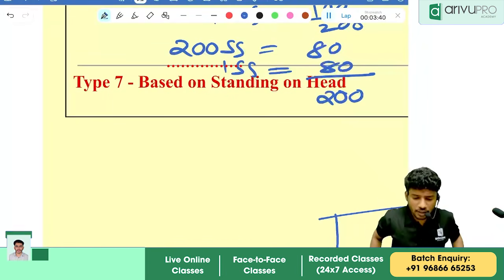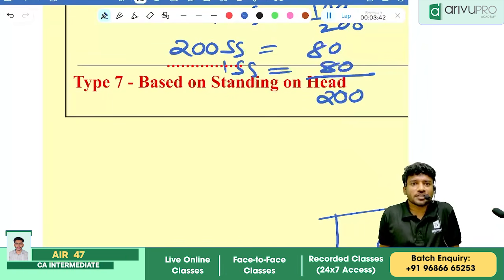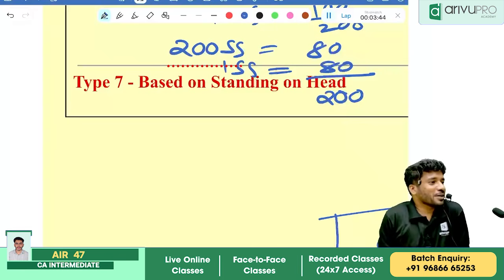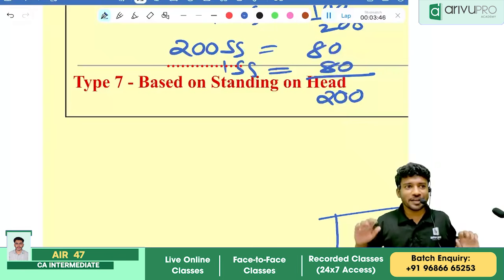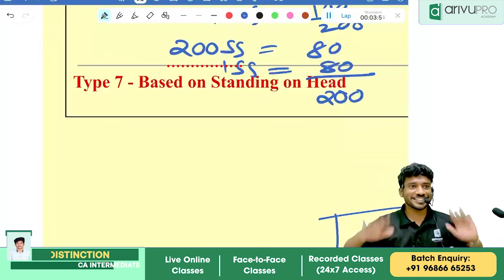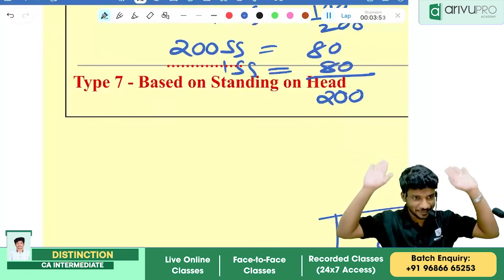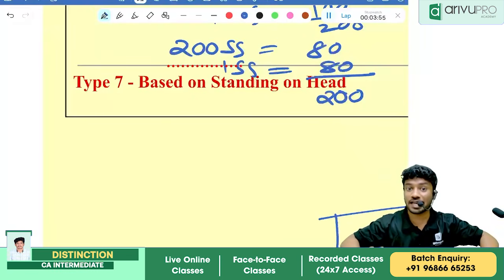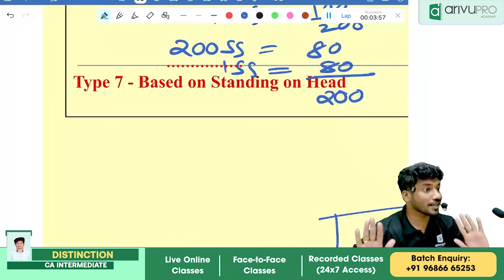Now I am standing normally, correct? Yeah, I am sitting, but still assume that I am standing. Okay, I am standing normally. Standing on head means you will see my legs, not the head. Yes, legs will be there, standing and teaching. Using the hand, I will be standing. That is called standing on head.